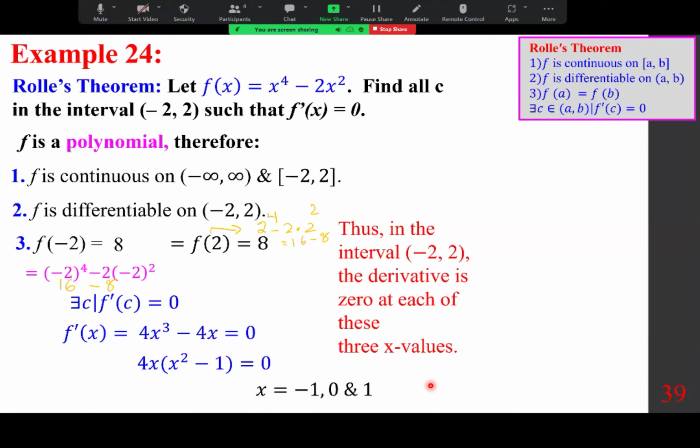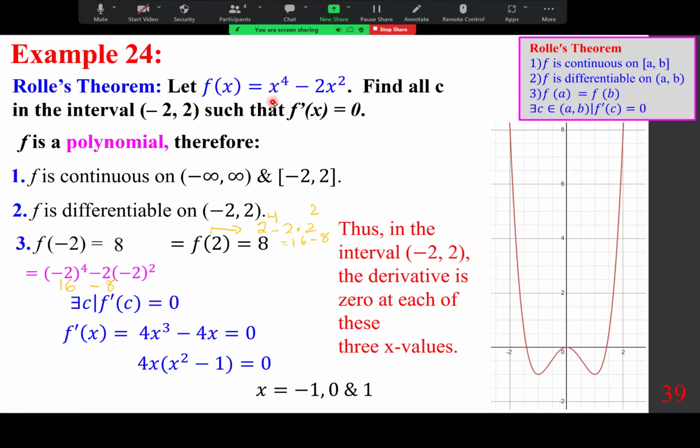Now, to give you a better perspective, this is a polynomial of degree 4. Let's look at the graph, which looks like this, and remember the end behavior and so forth. At this point, -2, we have 8. At this point 2, we also have 8.